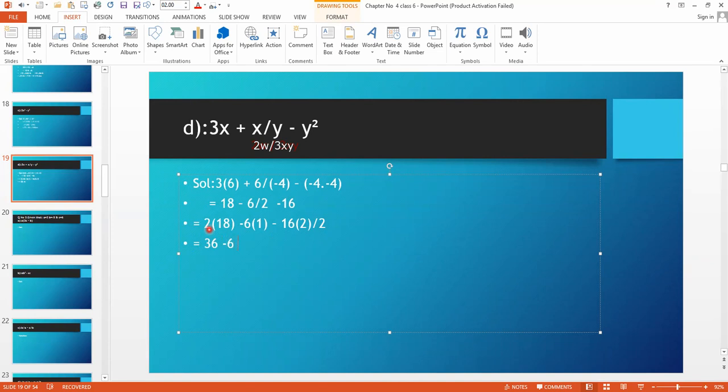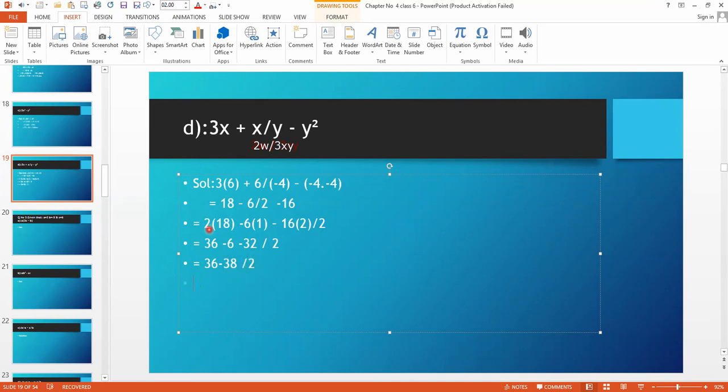And then we have to multiply 16 with 2. It is 32. And our LCM is 2. Again, we move towards the next step. Very easy. 36 minus 6 minus 32. So 32 plus 6, it becomes 38. So we have to write it here in this way: 36 minus 38. And this one is divided by 2.